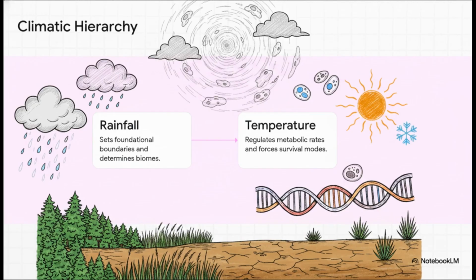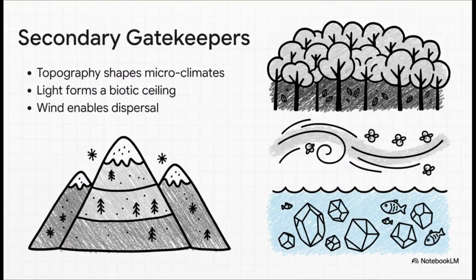It single-handedly decides if an area gets to be a dense, lush forest or if it's doomed to be a sparse desert. Step 2 is temperature, which regulates metabolic rates and forces organisms into rigorous survival modes. Together, rainfall and temperature dictate the absolute macroclimatic limits of where life can even begin to exist. But, once those broad strokes are painted by the macroclimate, the local, secondary gatekeepers step in to micromanage.